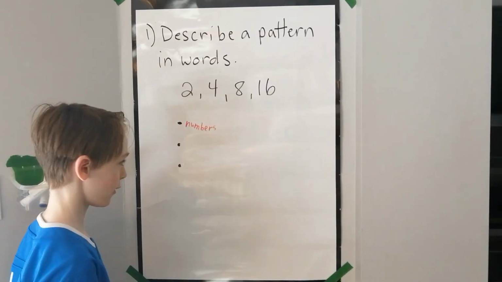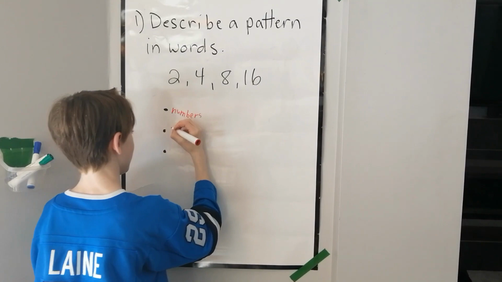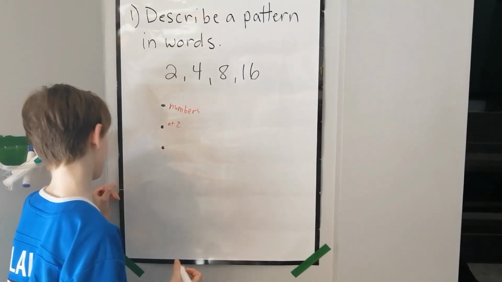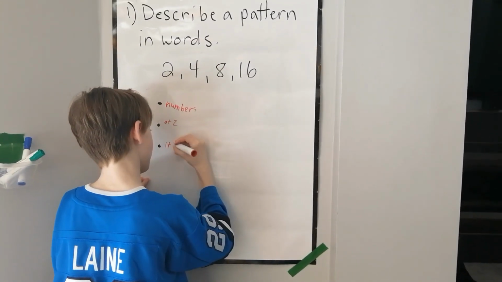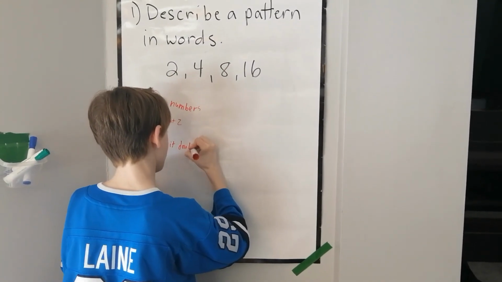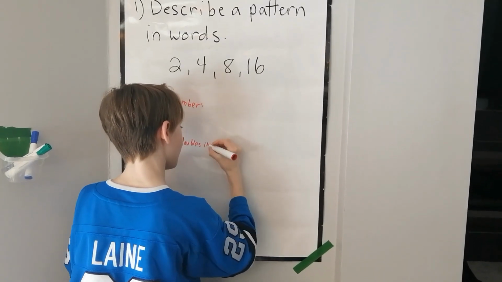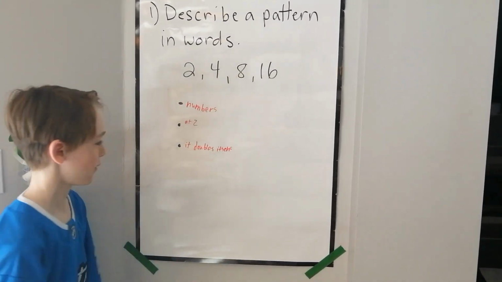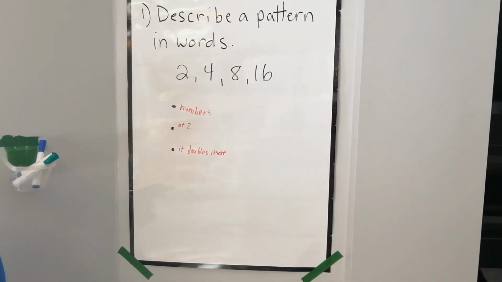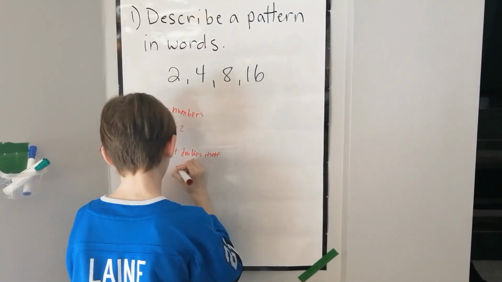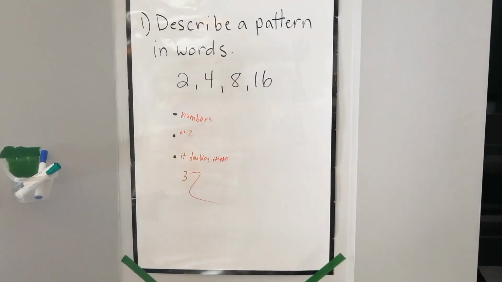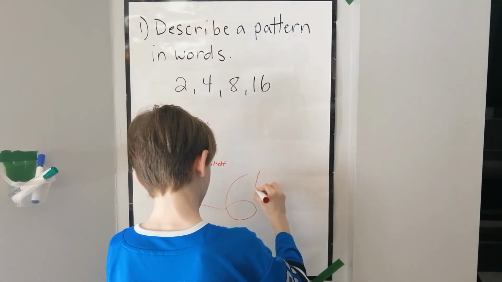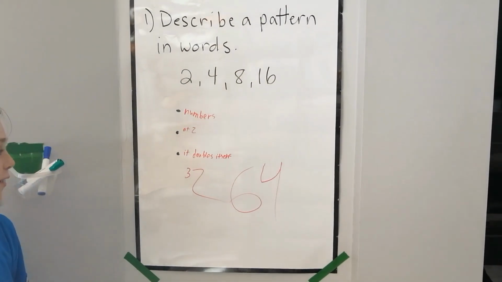So those are numbers. Good. Where do they start? So it starts at 2, and then what's happening to those numbers, Mark? All right, so each time the number is doubling. So Mark, could you tell us what would be the next number in the pattern? 32 would be next. What would come after that? 64. All right, thank you.